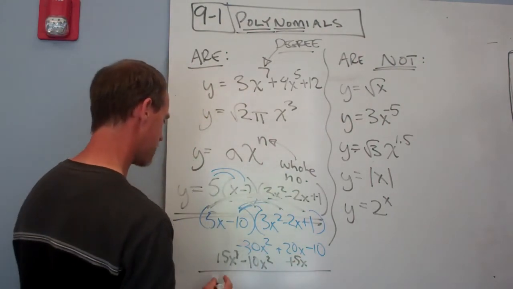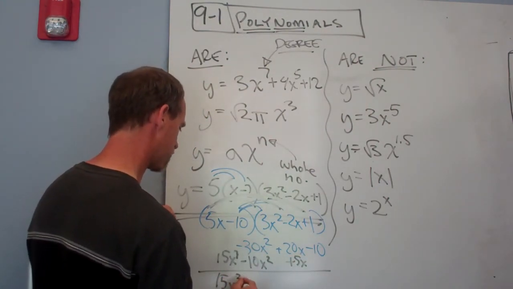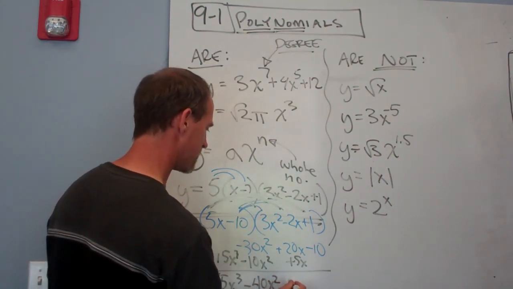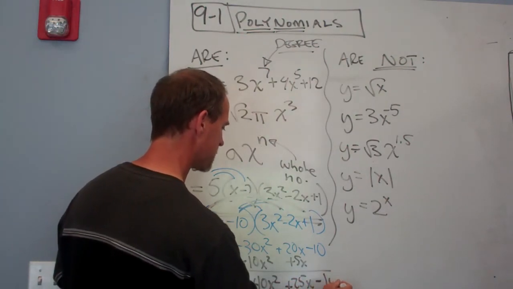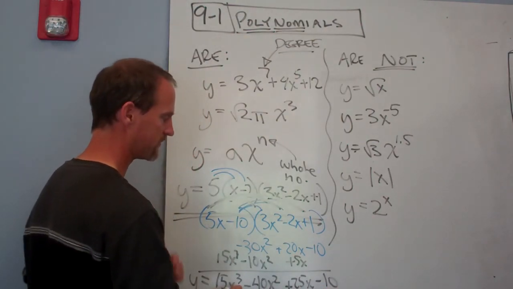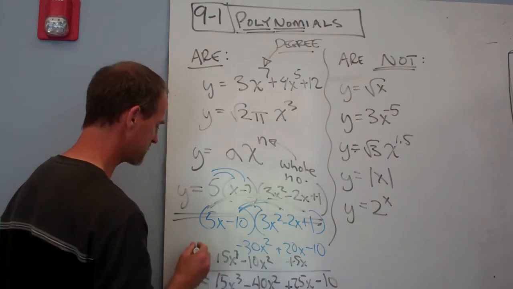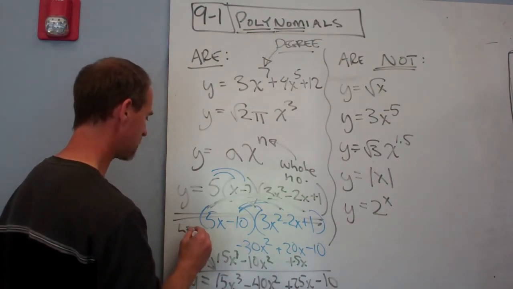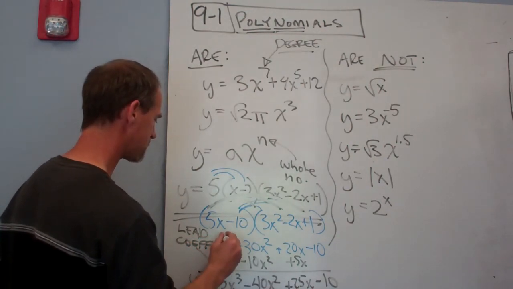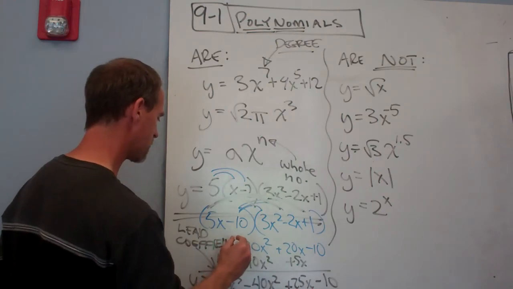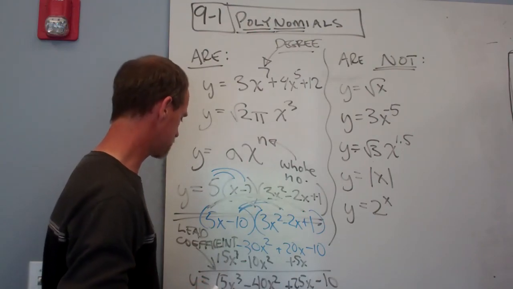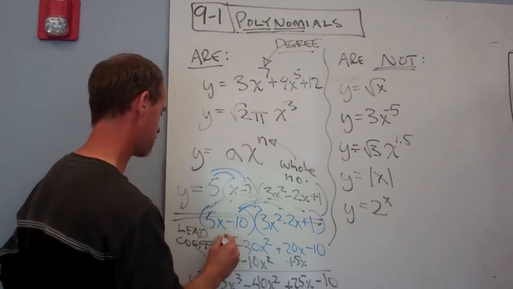So my final best answer would be 15x to the 3rd minus 40x squared, and then plus 25x minus 10. And that would be in standard polynomial form, a degree of 3. A lead coefficient, that first number there, is called a lead coefficient. You should know all of these terms. Lead coefficient is the first term. Still can't spell.